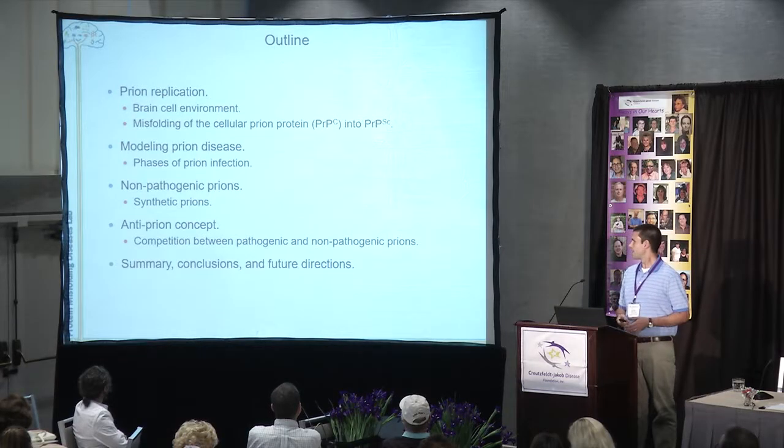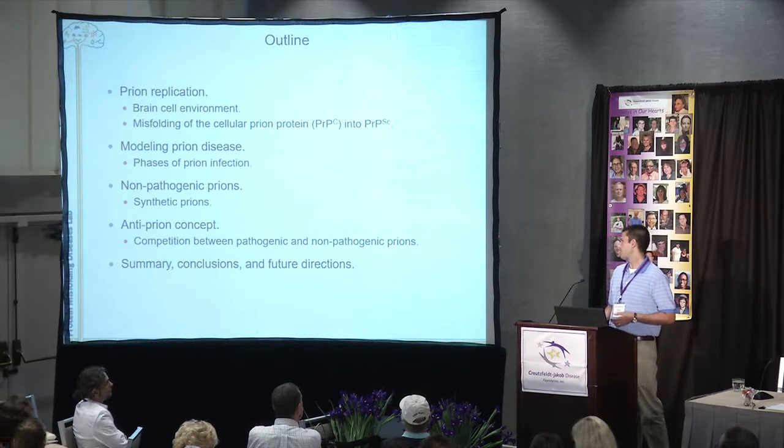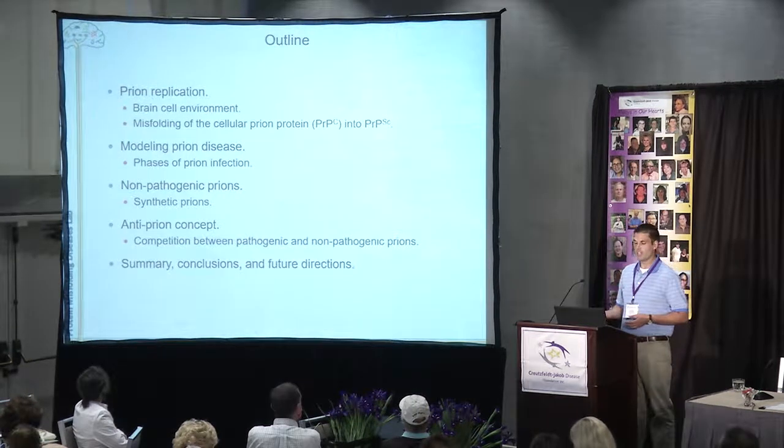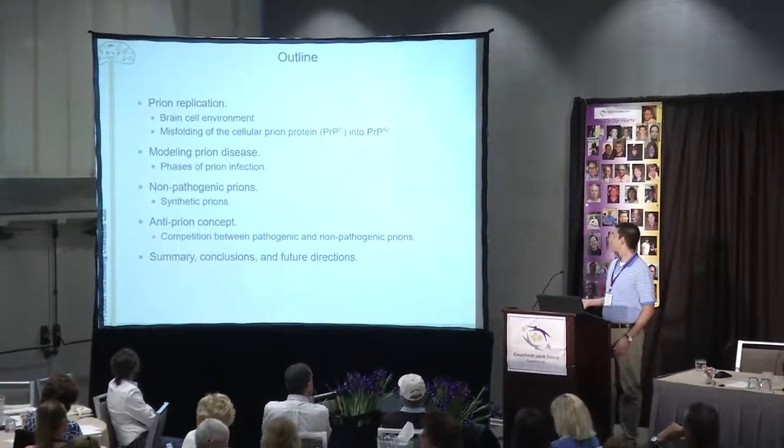So in today's talk, what I'll talk about is treatment with a non-toxic, self-replicating antiprion. I'll briefly introduce prion replication. I'll talk about how we model prion disease in the laboratory. I'll talk about the existence of non-pathogenic prions and how non-pathogenic prions can be used as an antiprion to treat pathogenic prions. And then I'll summarize my data and give you the conclusions that we came to from this data, and I'll talk about some of my future plans.